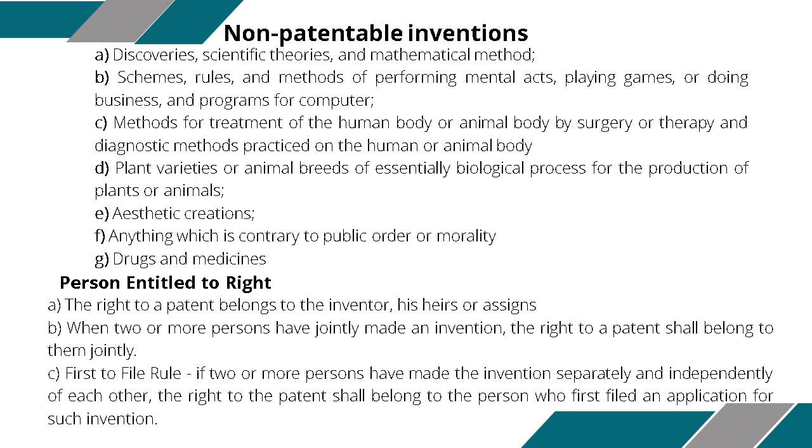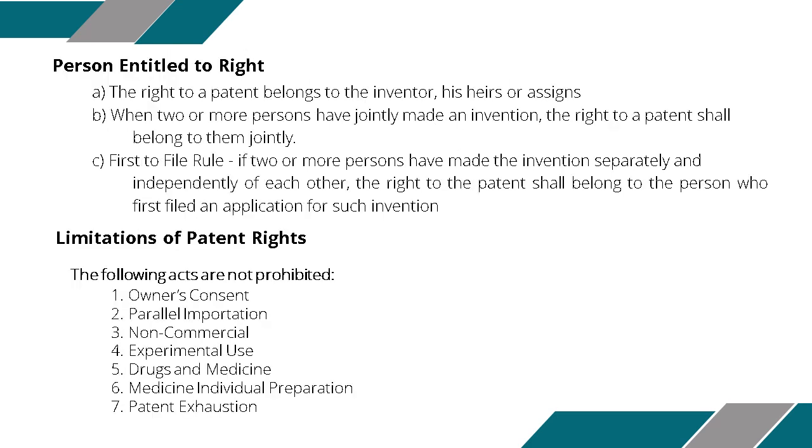Persons entitled to a right. 1. A. The right to a patent belongs to the inventor, his heirs, or assigns. When two or more persons have jointly made an invention, the right to a patent shall belong to them jointly. Let us talk about the first to file rule. If two or more persons have made the invention separately and independently of each other, the right to the patent shall belong to the first person who filed an application for such invention. And then, persons that are entitled to a right. A. The right to a patent belongs to the inventor, his heirs, or assigns. When two or more persons have jointly made an invention, the right to the patent shall belong to them jointly. And we also discussed already that right to patent rule.